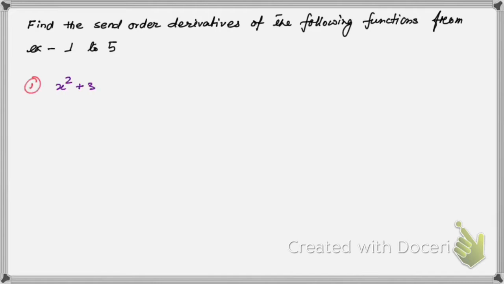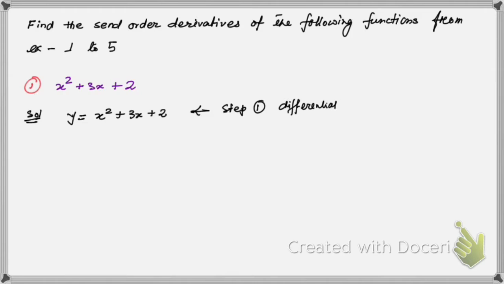Here is the first question, x square plus thrice x plus 2. How to solve this? Consider this as y. The first step is to differentiate with respect to x. So step 1, differentiate y with respect to x. Then y dash means the first order derivative. If you differentiate it, the derivative of x square is twice x, the derivative of thrice x is 3, and the derivative of 2 is 0, so our result is twice x plus 3.